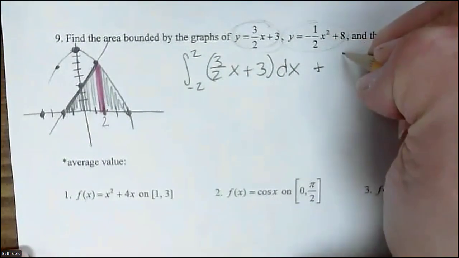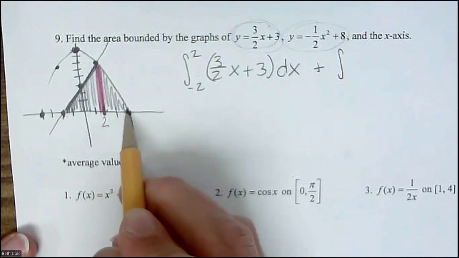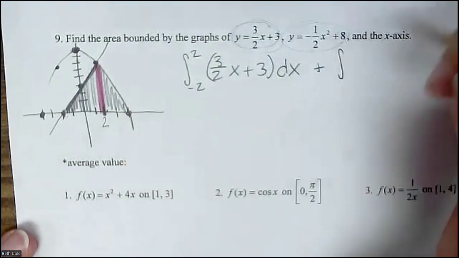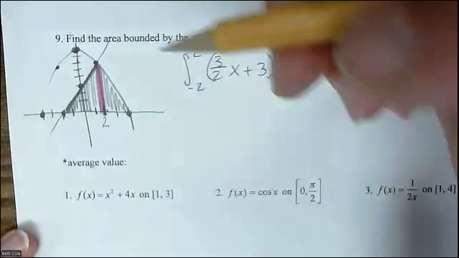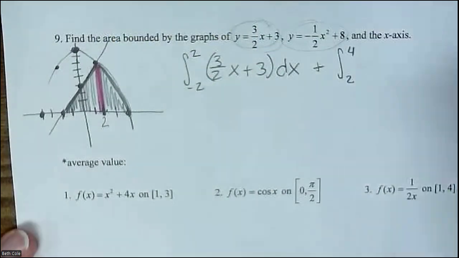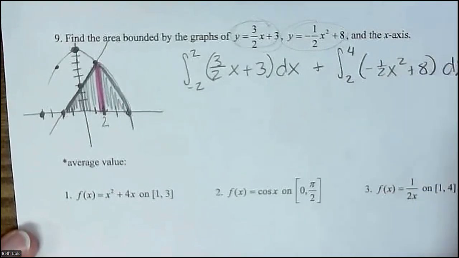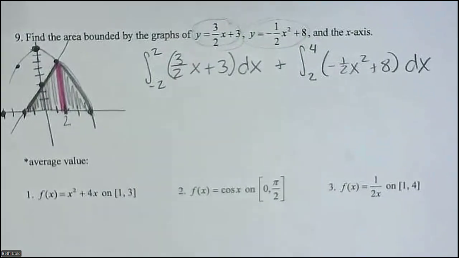Plus, and then what are your boundaries for the next one? Get 2 to 4. And do you see how for that one, it's the parabola that we're underneath? Like that's this half. So I'm not going to make you do it, but you would have to do an antiderivative for this, upper minus lower, and then an antiderivative for this, upper minus lower. Do you see how it's two problems in one with a plus sign in between?